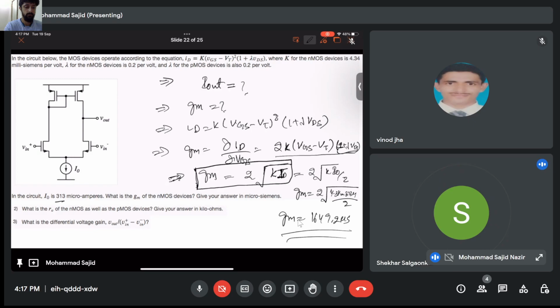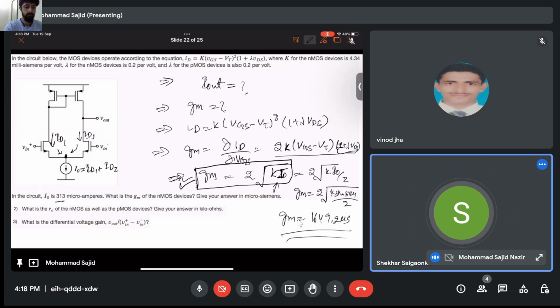The idea of this question is to use this formula. Can you see the screen? Okay. So this formula says the GM, you know there are multiple formulas for GM, right? This is one formula which involves the square root of K times the current flowing through the transistor, that is ID. In this transistor as well, the current is ID. At this node, you will see this ID and this ID. The total has to be equivalent to ID1 plus ID2, that is I naught.